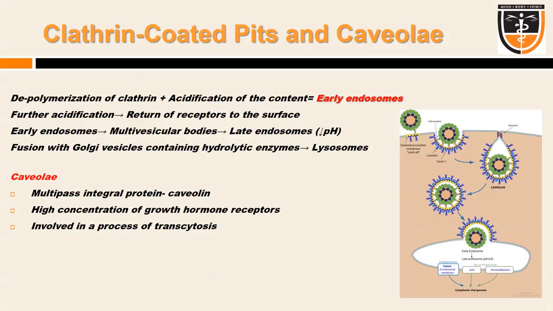Now these early endosomes, these vesicles containing the compound that the cell ate, will fuse with each other, forming late endosomes. And these late endosomes will have very low pH in them, and will now be subjected to lysosomes. As you remember, lysosomes are the organelles that will eat away the content. They will destroy the content.